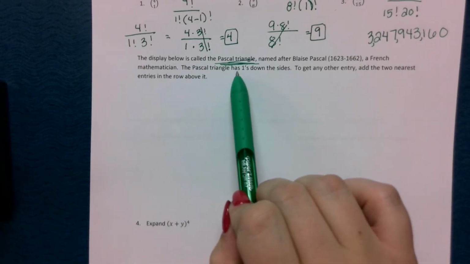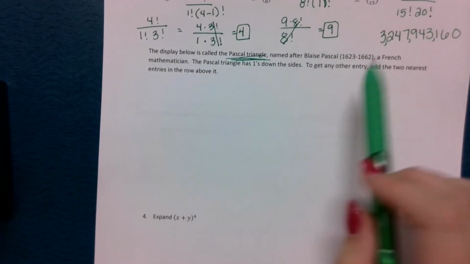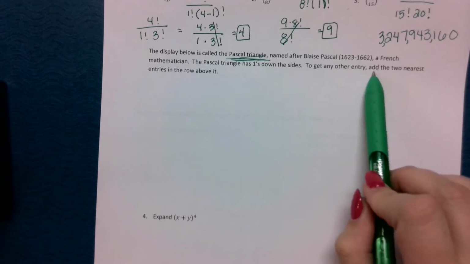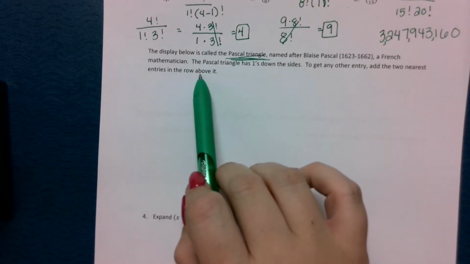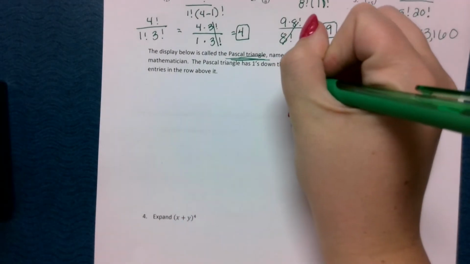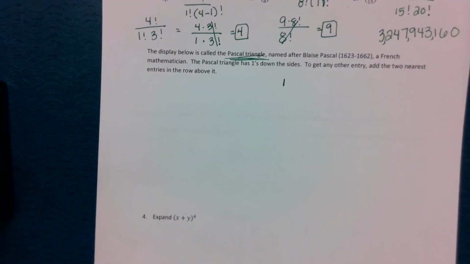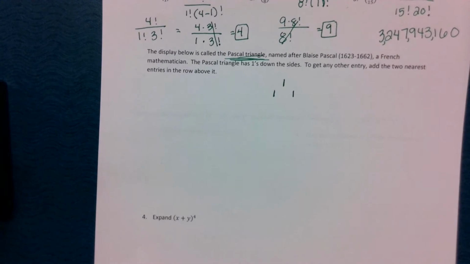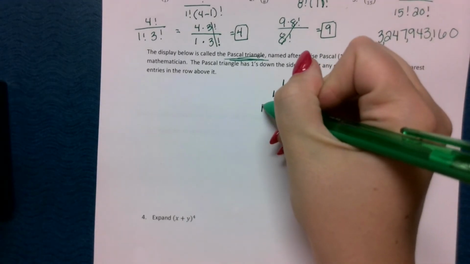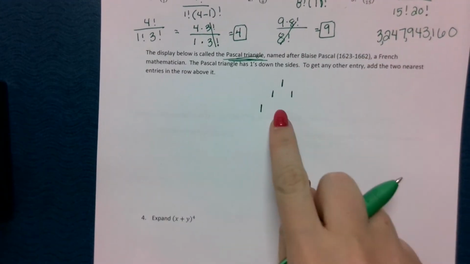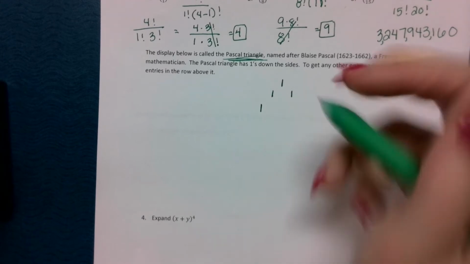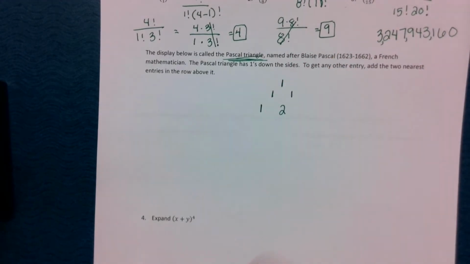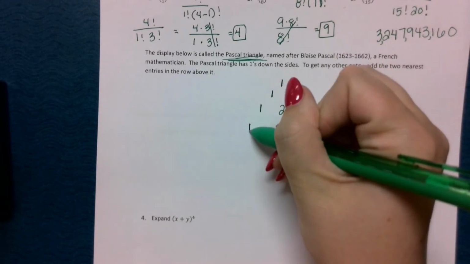Pascal's triangle has 1s down its sides, and to get any other entry, add the 2 nearest entries above it. For example, we start with 1. It's going to be a triangle. Now we go out: 1, 1. The next row always starts with 1. To get this number, we add these 2, so 1 plus 1 gives us 2, and then 1 on the outside, and 1 on the outside again.